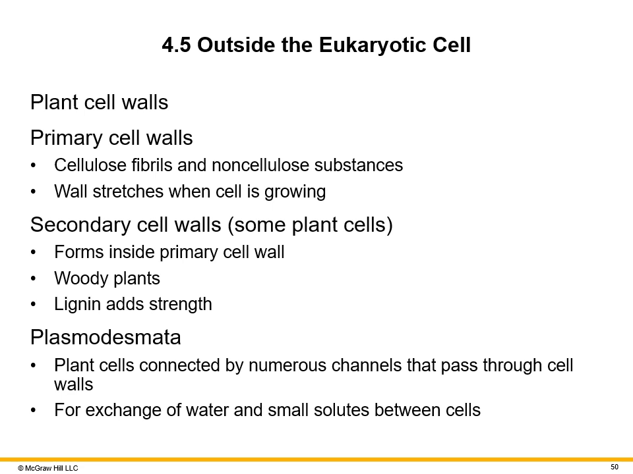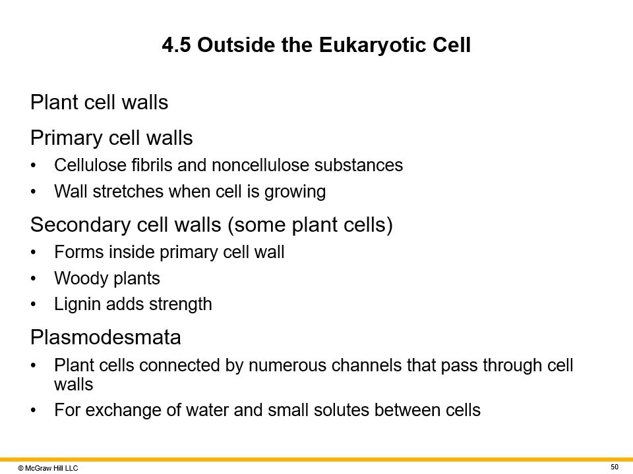In some plants, and not all plants have this, some plant cells have a secondary cell wall, which forms inside the primary cell wall. This can be found in woody plants. In the secondary cell wall, we can see a protein called lignin, which adds strength.